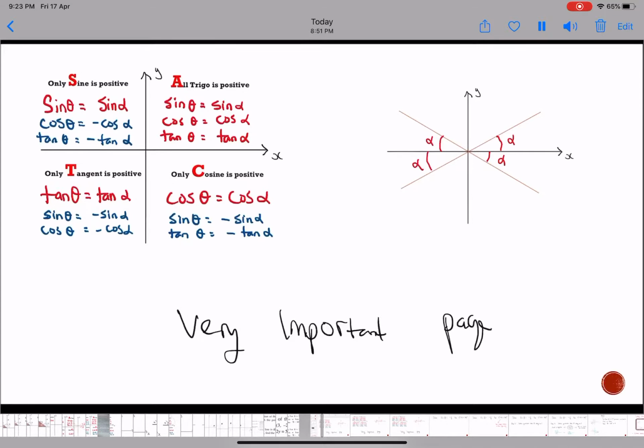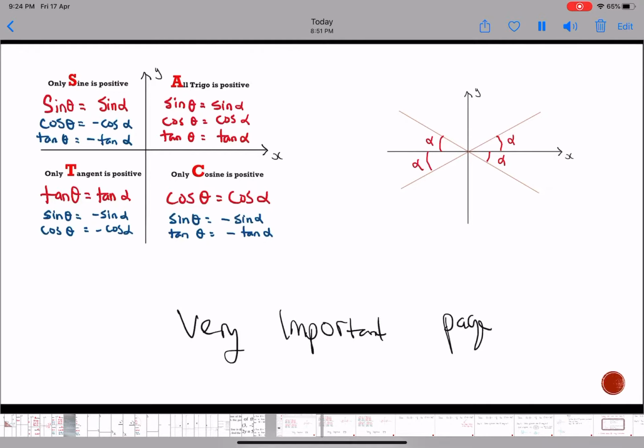Now for this chapter, these are the only things you need to know. The basic angle, please remember how they are drawn in every quadrant. They are always drawn from the x-axis. And then the ASTC, okay, we have extended the ASTC to include the basic angle.